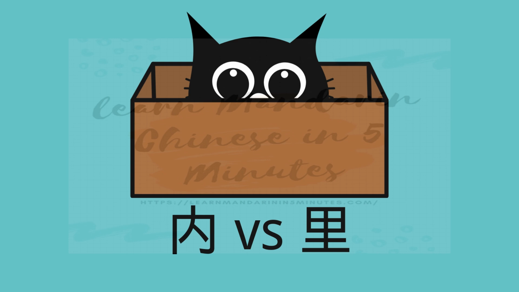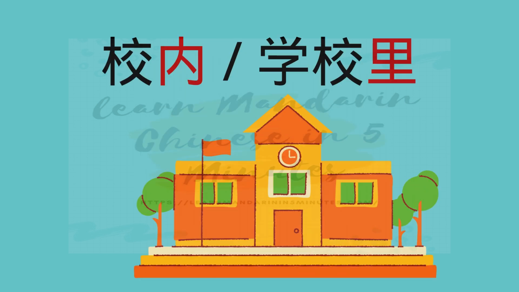Firstly, nei is a written language and formal, whereas li is more commonly used as a spoken language and less formal. 校内, you can say 校内, but you cannot say 校里. You have to say 学校里. 校内 has a broader meaning and is more formal, whereas 学校里 focuses on being inside the school building and is informal.